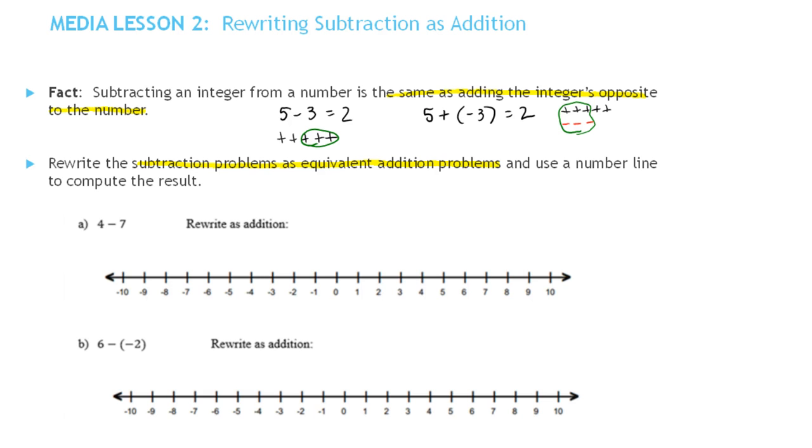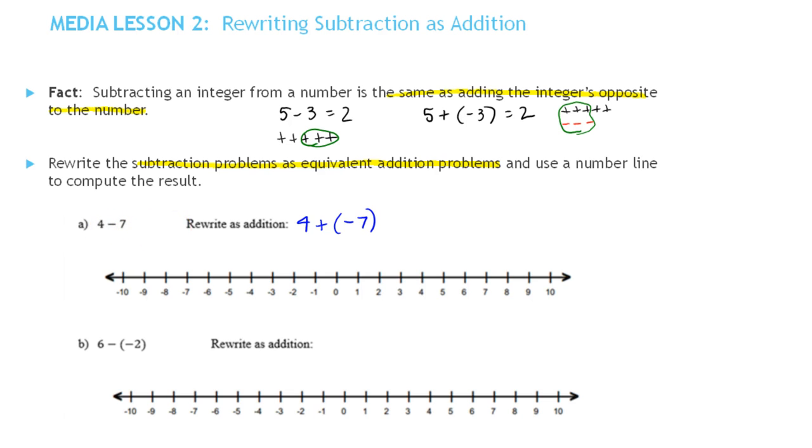So the first number stays the same. Now we're going to change subtraction to addition, and we are going to find the opposite, or add the opposite of 7. So 4 minus 7 is equivalent to adding the opposite of 7, which is negative 7. So 4 plus negative 7 is equivalent to 4 minus 7.